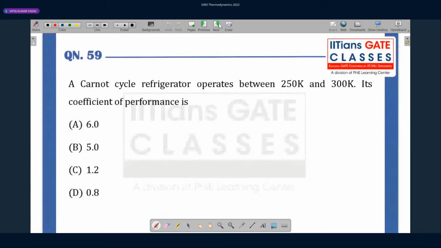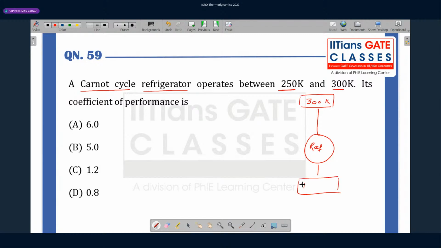Now this is the refrigerator question. A Carnot cycle based refrigerator operates between 250 and 300 Kelvin. So basically, you have a refrigerator, and the higher temperature T higher is equal to 300 Kelvin, and the lower temperature T lower is equal to 250 Kelvin.